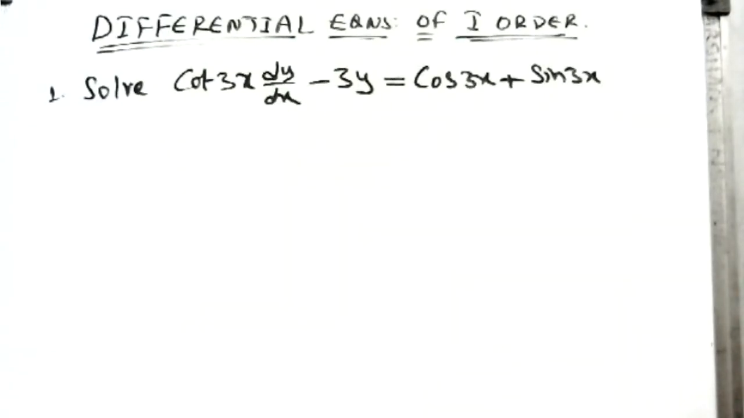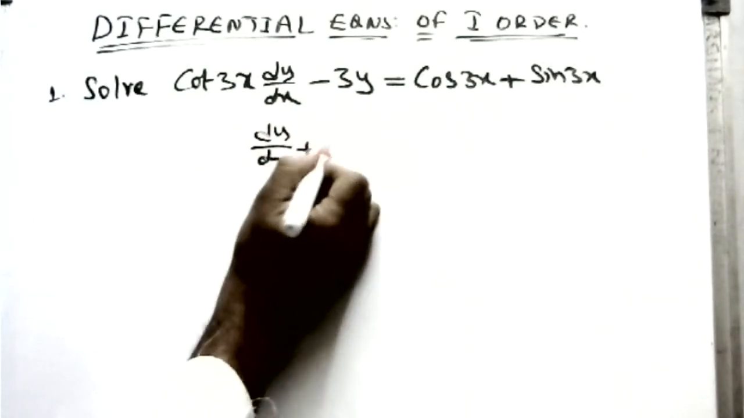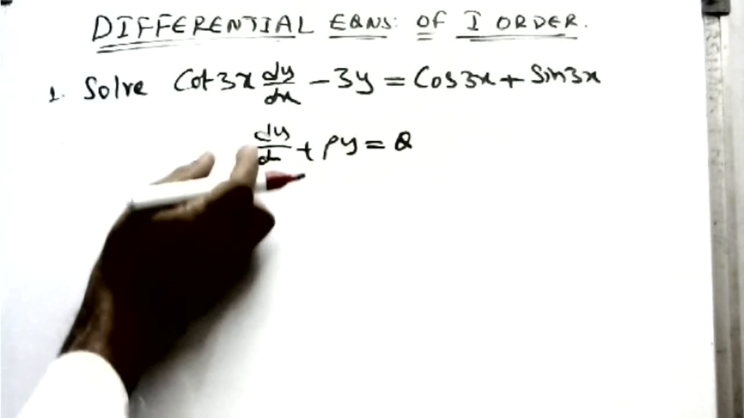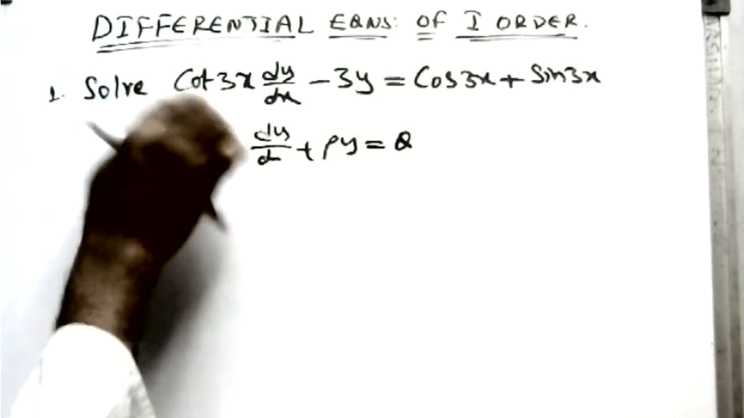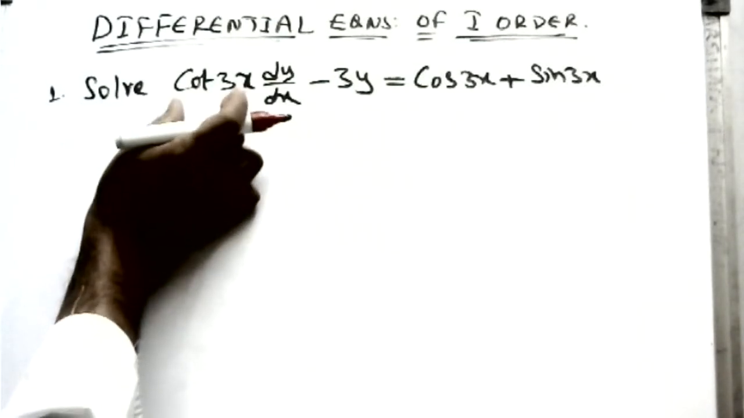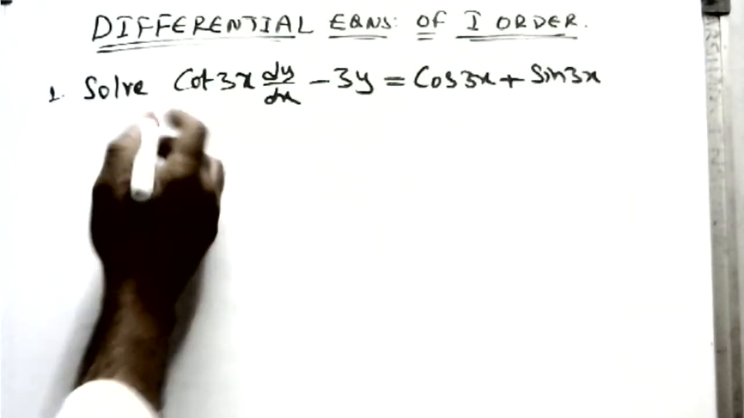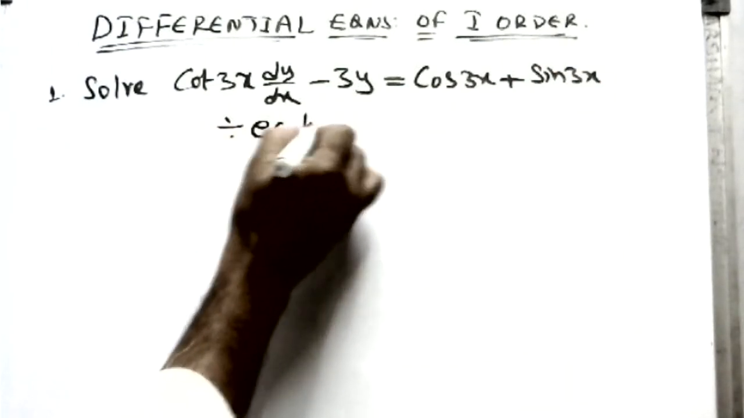Now see the next question. Watch here carefully. It is not of this form. We have to change it, because we want dy by dx plus py equals q. We don't have any function value here, so we have to take out this cot 3x first. To remove this cot 3x, divide each term by cot 3x.